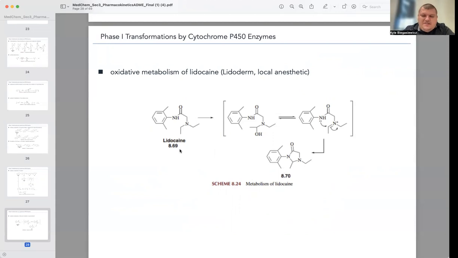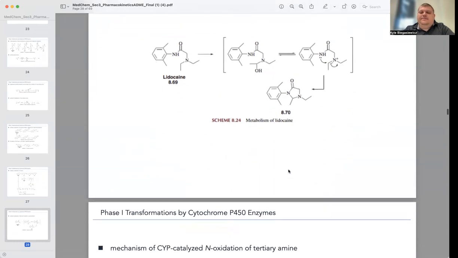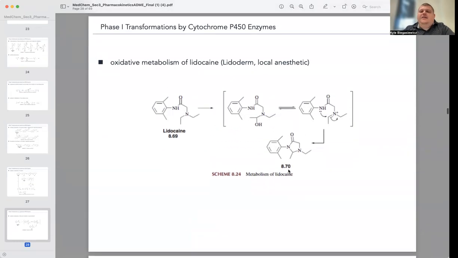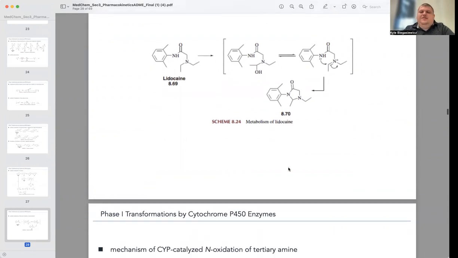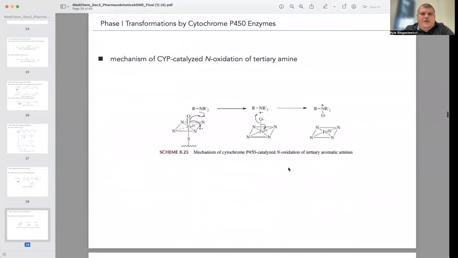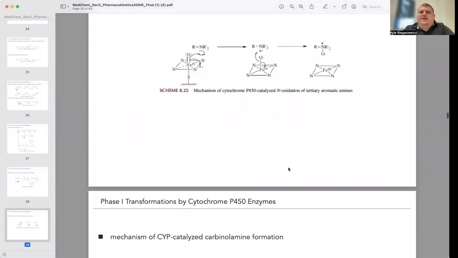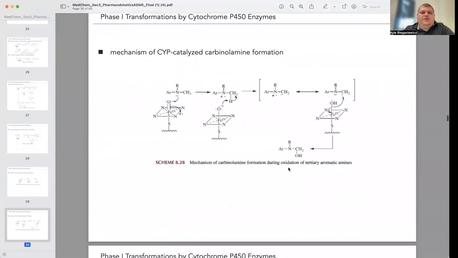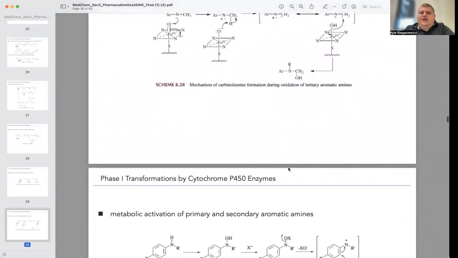You'll start with 8.69. You say a P450 did the oxidation, it formed this iminium ion, and then that cyclized. Once again, I'm going to give a quick plug for section 3.5. Take a look at that. Those enamine and imine type formations are going to be important on the reach questions for you. 29, you do not need to know that mechanism. 30, you do not need to know that mechanism.